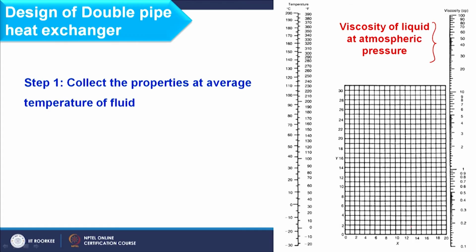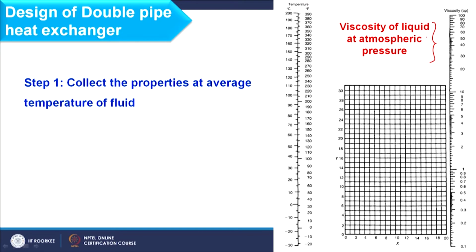When you have to make the energy balance between two fluids, that is mCp dT, you have to collect the specific heat of the fluid. And when you are calculating the heat transfer coefficient of the fluid, you have to consider density, viscosity, etc., to find out the Reynolds number and Prandtl number. All these properties you have to collect at average temperature. So, here we should first focus on the viscosity of the fluid.